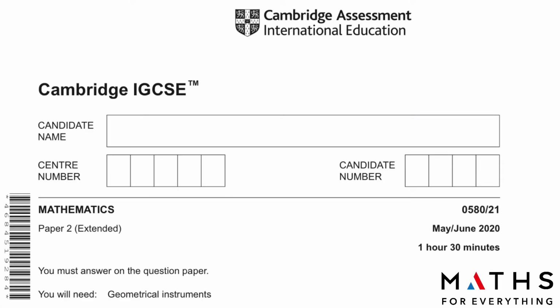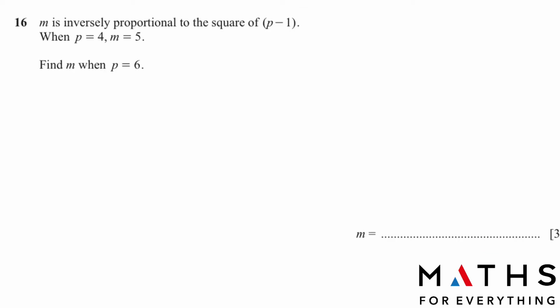Today we are going to solve Cambridge IGCSE Mathematics Paper 2 Extended, May-June 2020, Variant 2-1, question number 16 onwards. Let's start. Question number 16, this is an inversely proportional question. M is inversely proportional to the square of p minus 1. When p is equal to 4, m is equal to 5. Find m when p is equal to 6.